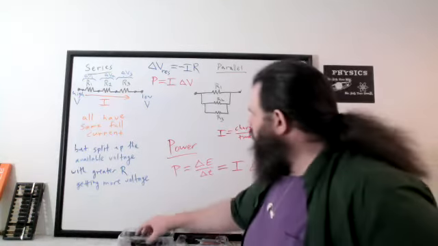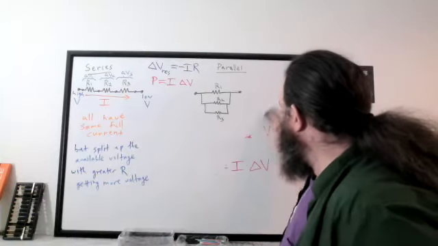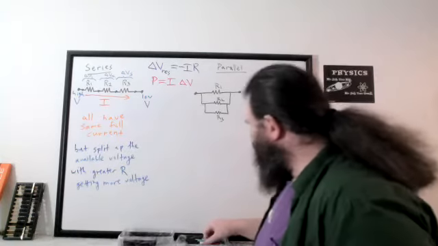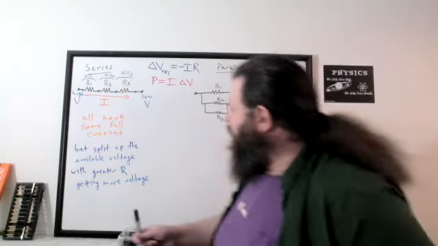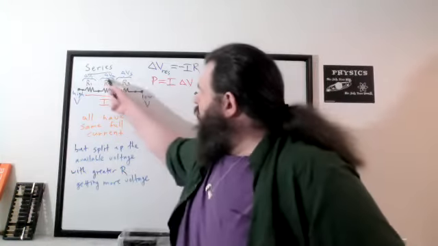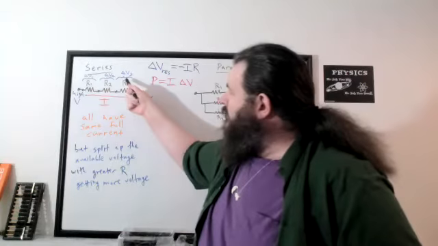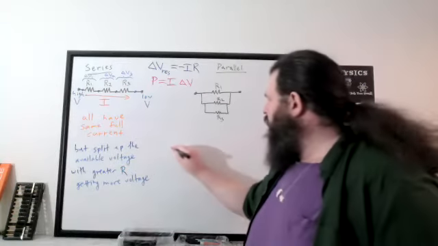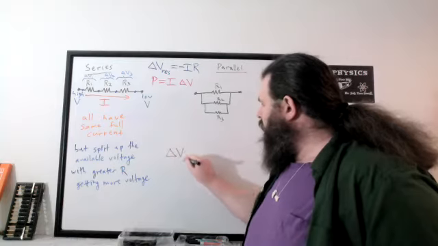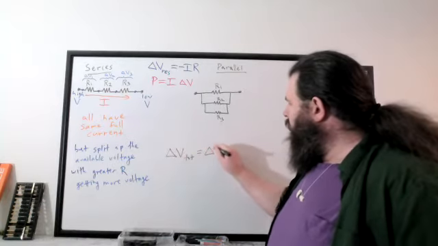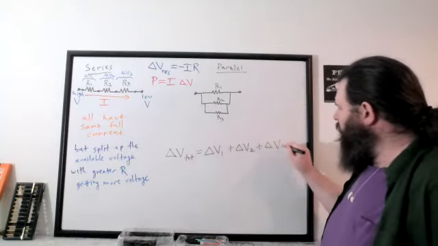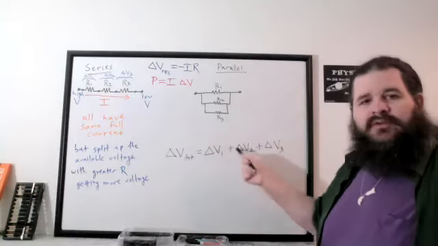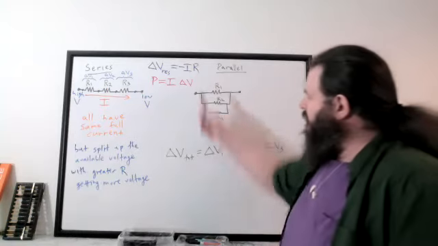And also, since they all have the same current, if you have those voltages being added up, the whole idea of these delta voltages is that these individual delta voltages add up to the total delta voltage. Delta V total equals delta V1 plus delta V2 plus delta V3. But each one of those individually can be written as negative IR.